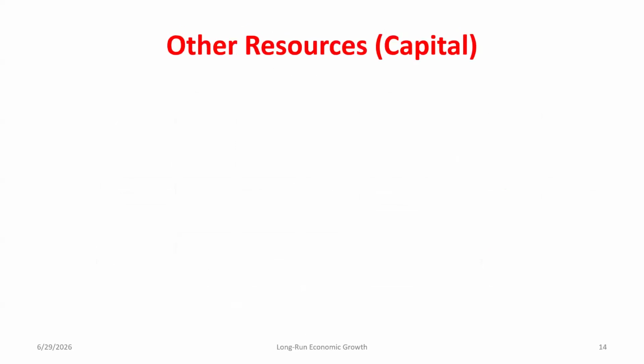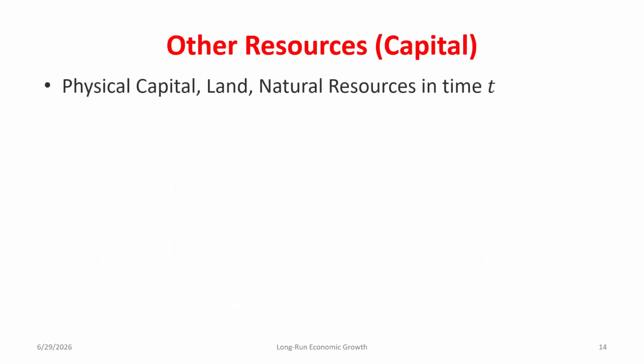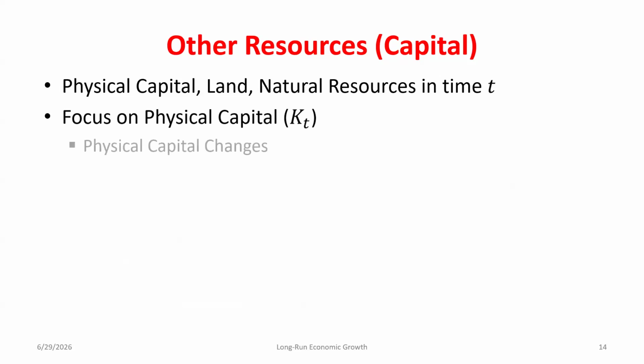Now, we're also going to focus on another resource, which is capital. We could make this a broader category: physical capital, land, natural resources, or raw material. We're just going to focus on physical capital, which will be things like machinery, the tools we give our workers to generate output. This could even be something like a building, a production facility. I'm going to denote physical capital as K. It's kind of weird that capital starts with C, but this is just the notation that we use in economics.